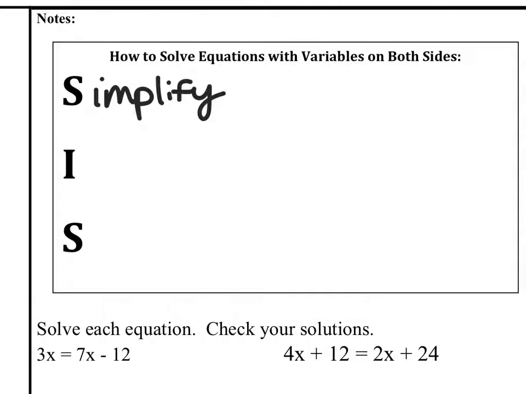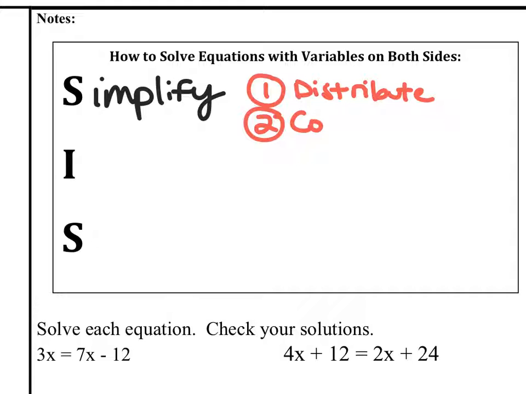So the first thing we do is simplify. When we simplify, if we see distribution, we do that first. What do we do after distribution? Olivia, what do we do after we distribute? Combine like terms. Yeah, if you can. Sometimes you won't be able to.